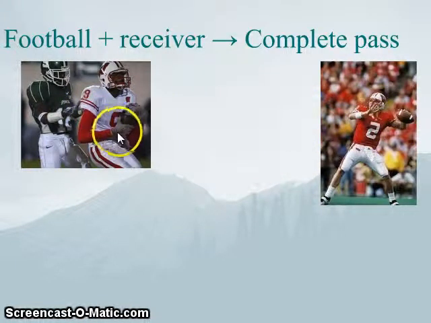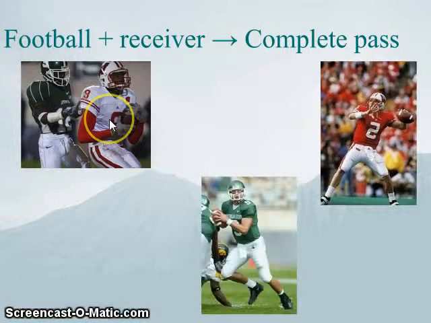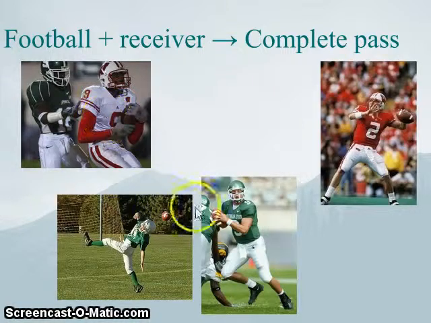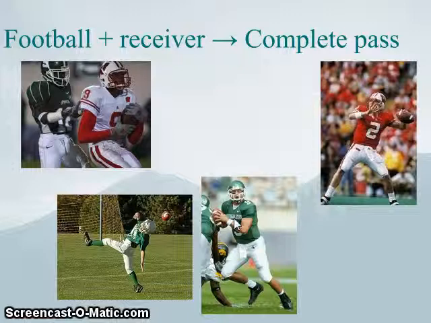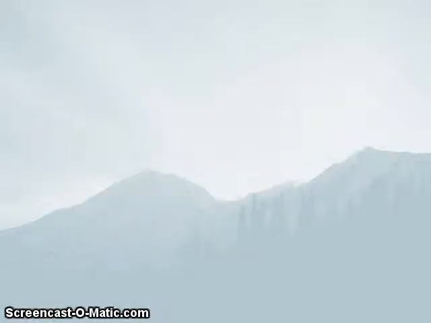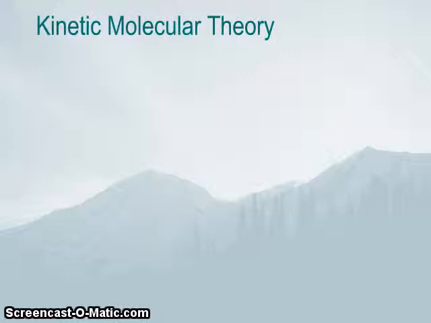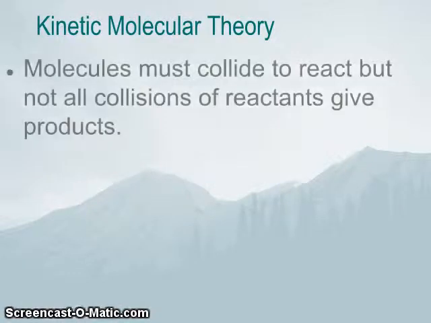We have to make sure that the receiver is in the correct orientation, so not every time is the orientation correct. And it also has to have enough energy for the receiver to catch the ball. This illustrates all of the pieces and parts, if you will, of kinetic molecular theory. So molecules must collide to react, which makes complete sense, because all chemistry is pushing around of electrons, the molecules actually have to bang into each other.